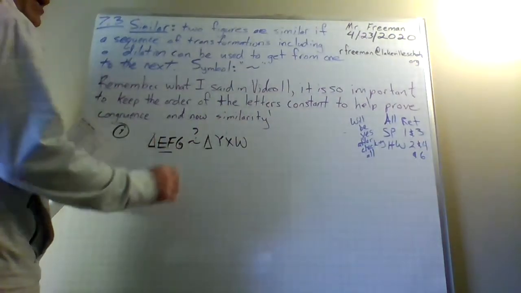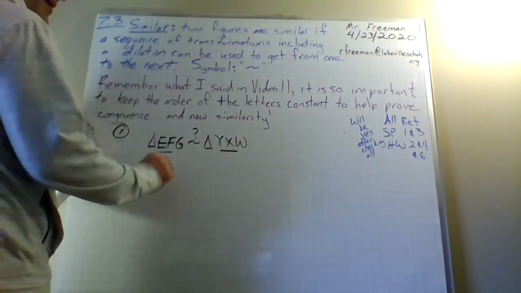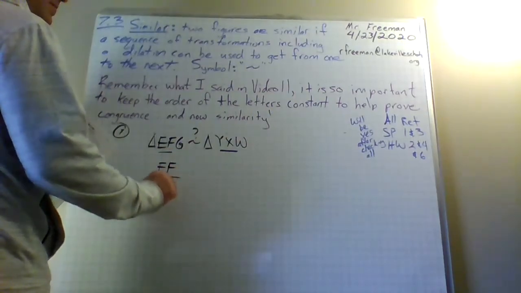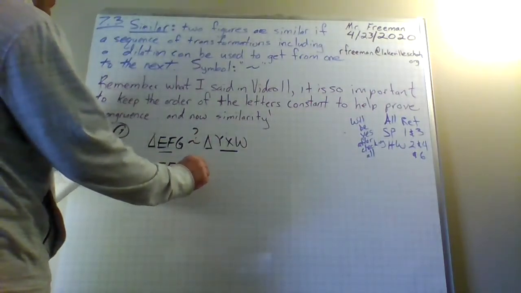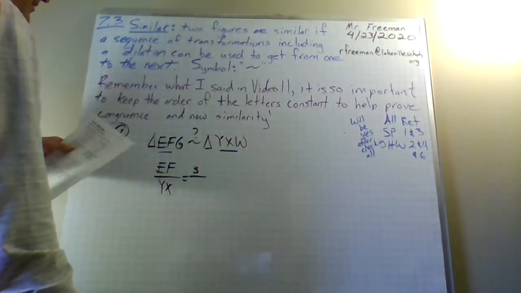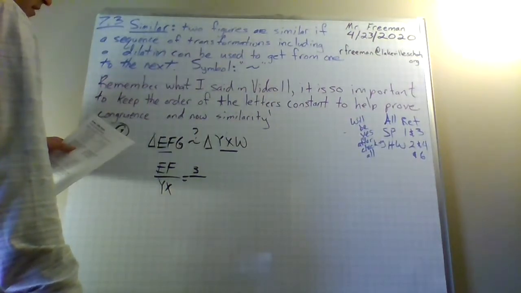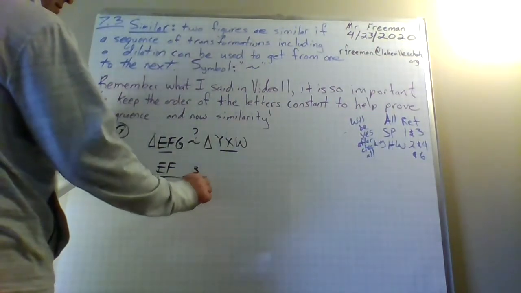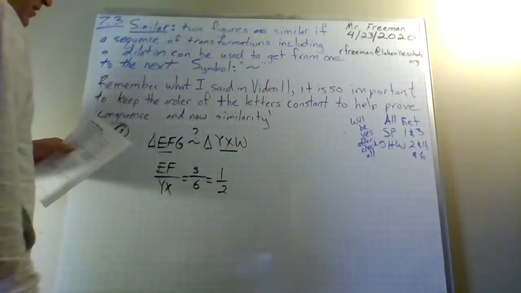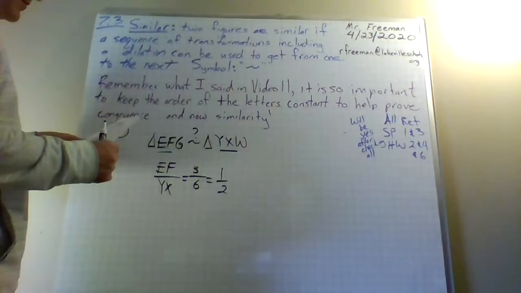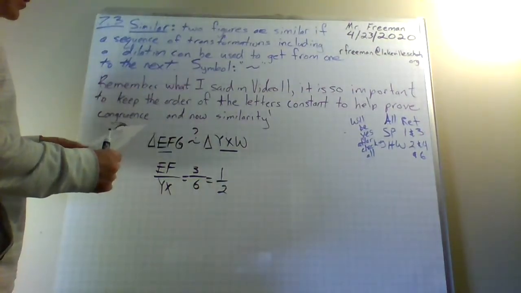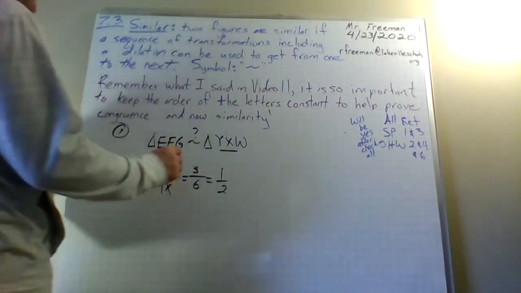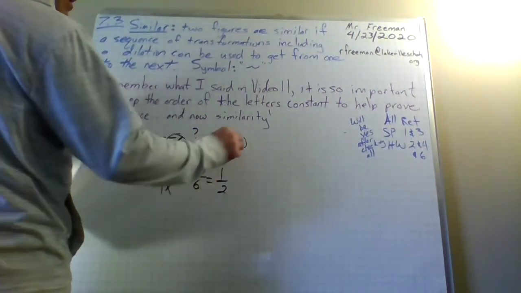That way, if I compare EF to something, I could compare it to YX. And EF on your paper is 3 units. YX on your paper is 1, 2, 3, 4, 5, 6 units. That equals 1/2. Okay? EF 1, 2, 3. I always like to check my work. 1, 2, 3, 4, 5, 6. Yep, that's 1/2.